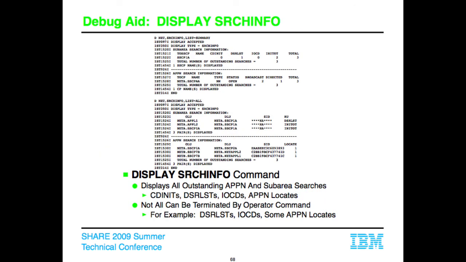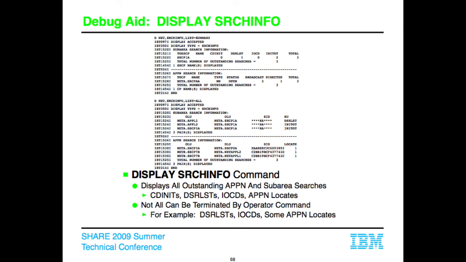The last piece of information I want to show you is the display search info command, which basically shows you information about searches where we've sent the request out and have not received the reply yet. There could be a lot of other outstanding searches because sessions are queued and such. But in general, if you've sent a request out and not received a reply, that looks like a hung search. The display search info command gives you information about hung searches.